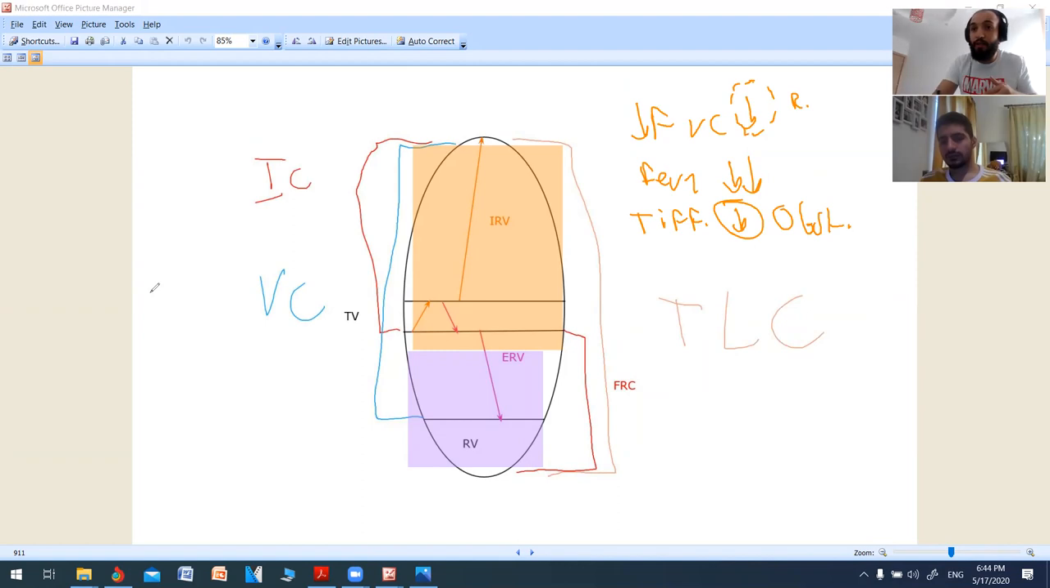Plethysmography and check what? Total lung capacity and residual volume. How will I see them now? Residual volume will be big. Here, the residual volume is high. The total lung capacity is normal or high. If it's low, it's restriction. Now, look at it. The lung is big, it's not small. You understand?